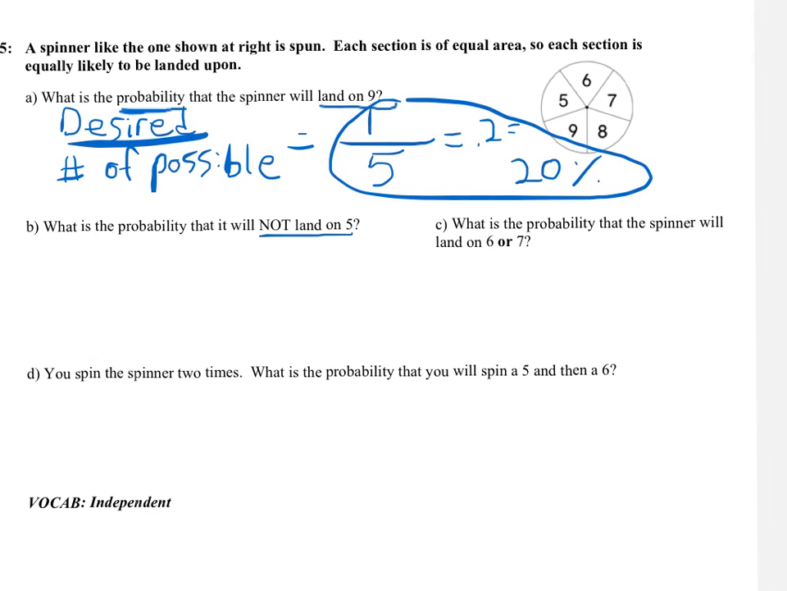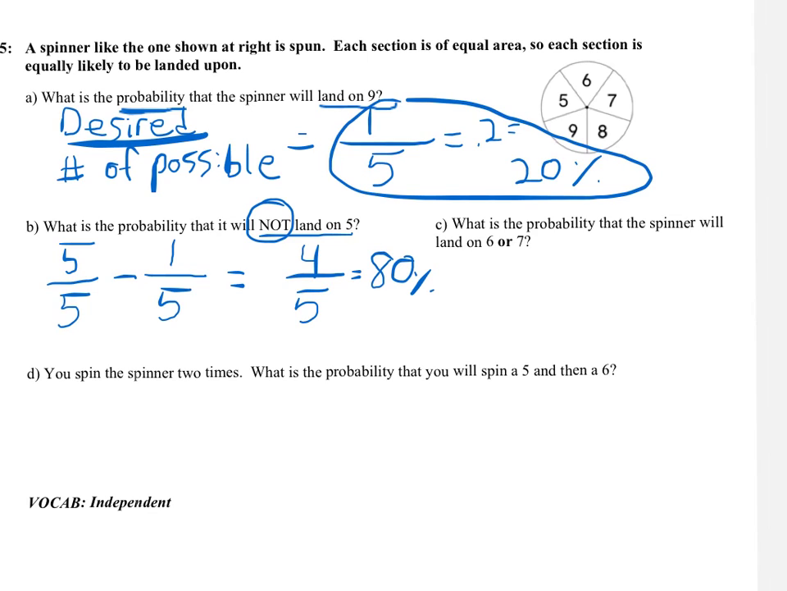Okay, so the not land on a 5. Really important, the word not. So we have the 1 or 100%, or the 5 out of 5 because there are 5 possible, minus the actual probability that it will land on a 5. Again, we've already gone over several examples of the not. Okay, and that is going to get us 4 out of 5. Or in other words, there are 4 other sections that are not 5 out of the possible 5. And that's going to equal 80%, or 0.8. You guys can write down the 0.8 as well.